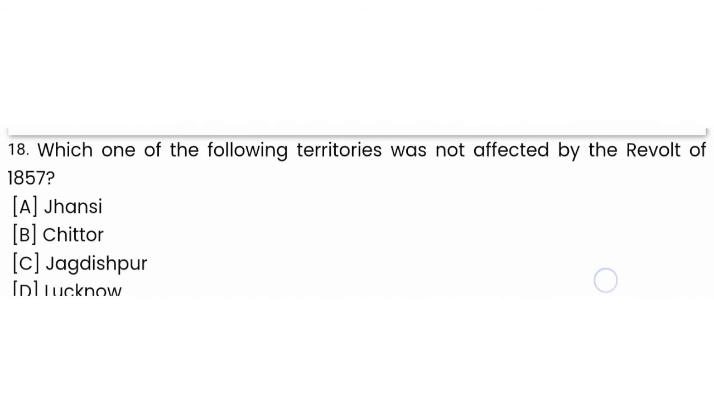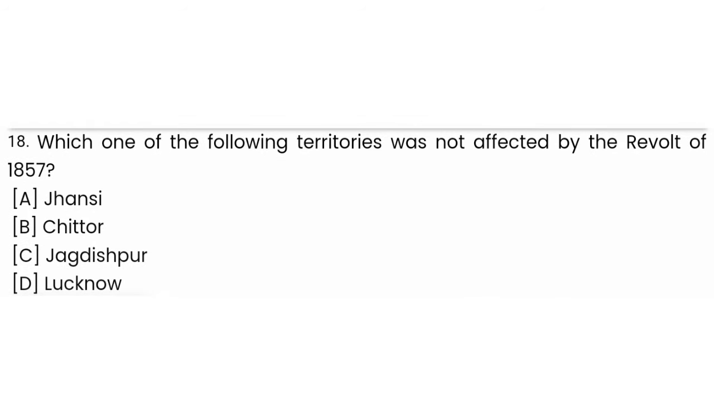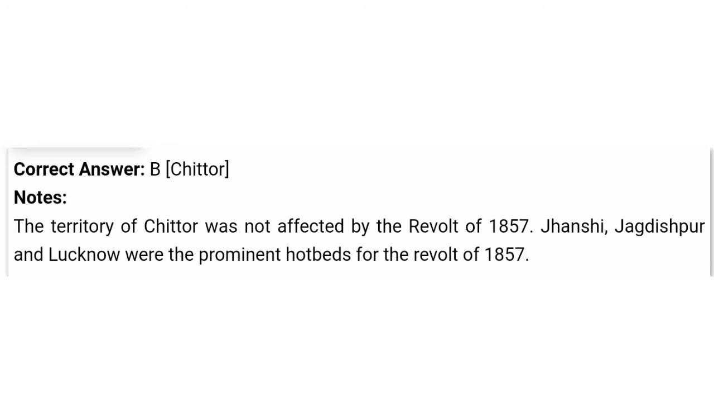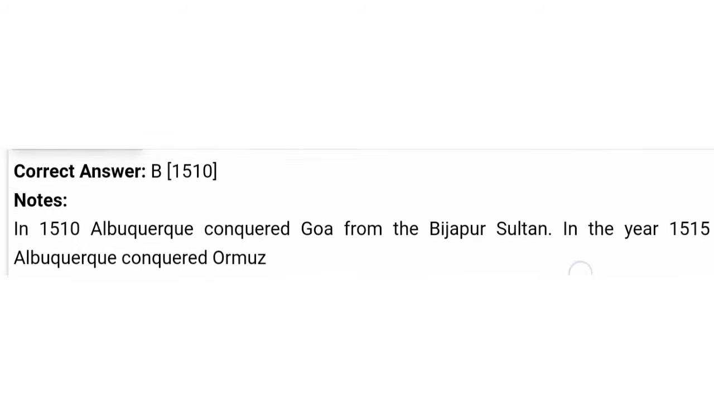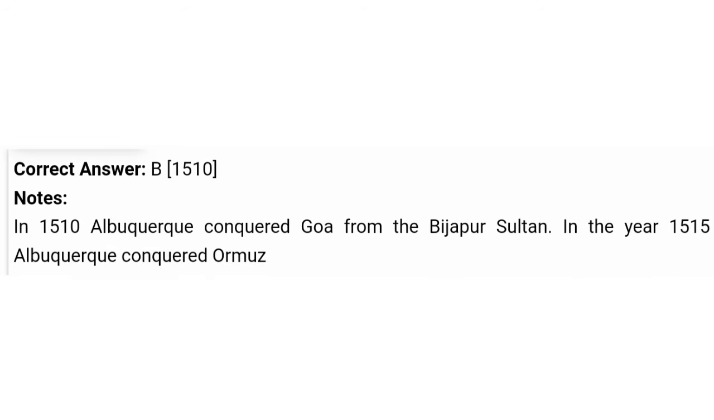Let's move on. Which one of the following territories was not affected by the revolt of 1857? And the answer is option number B, Chittor. Next question we have. When did Albuquerque acquire Goa? And the correct answer for this is option number B, 1510.